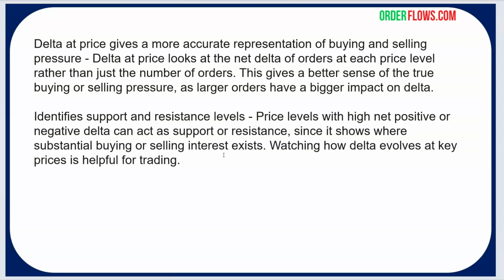Now, getting back to delta at price, it gives a more accurate representation of buying and selling pressure. Delta at price looks at the net delta of orders at each price level rather than just the number of orders, or the volume. This gives a better sense of true buying or selling pressure. Larger orders have a higher impact on delta. It's going to identify support and resistance levels. Price levels with high net positive or negative delta can act as support or resistance, since it shows where substantial buying or selling interest exists. Watching how delta evolves at key prices is helpful for trading.